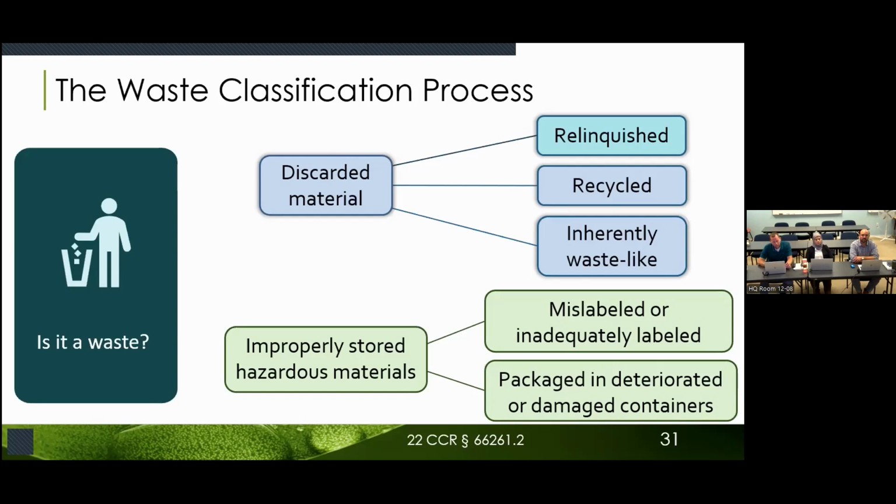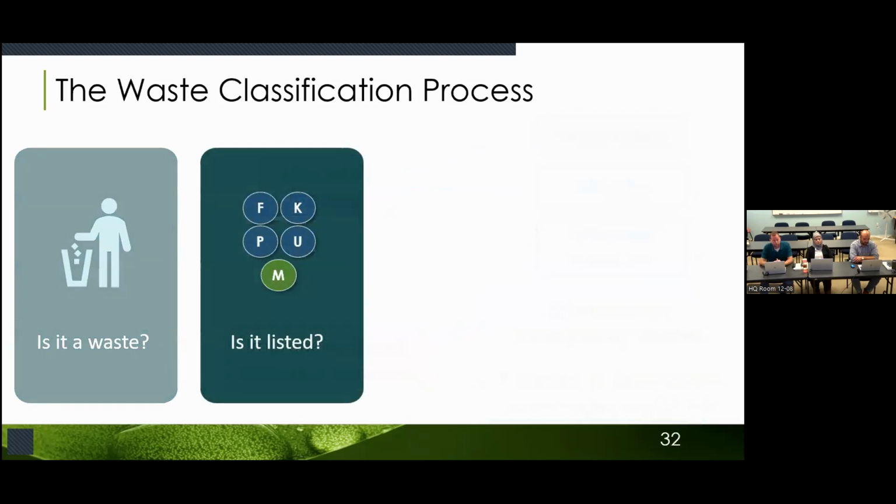Now, if the material is a waste, according to that first question, we move on to the second question. Is it listed? As I mentioned, there are 4 federal lists of hazardous waste, and California has one of its own. The federal lists include waste streams and chemicals that US EPA knows from their experience pose a threat to human health or the environment when they're discarded.